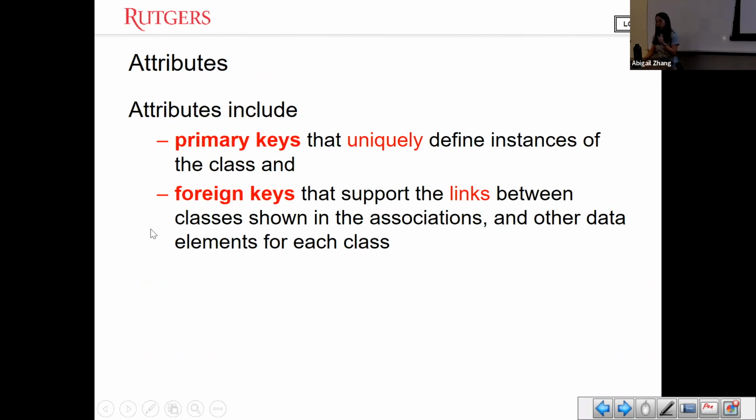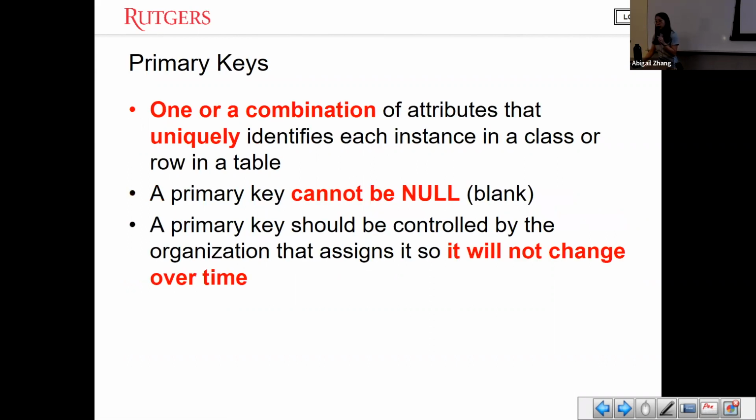We'll talk about foreign key next time, but let's look at primary key. What kind of property should it have? We said that this primary key is an attribute, or it can be a combination of attributes, that can uniquely identify each instance. And because we want to uniquely identify each instance, we do not want this value to be null. And if we want to identify someone, we don't want this attribute to change over time, right?